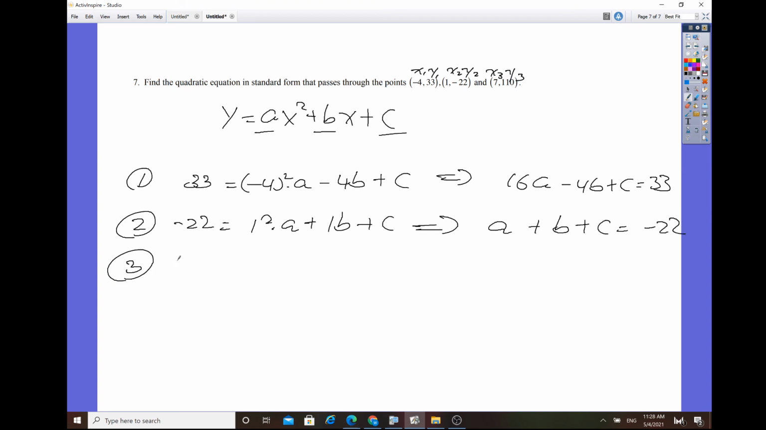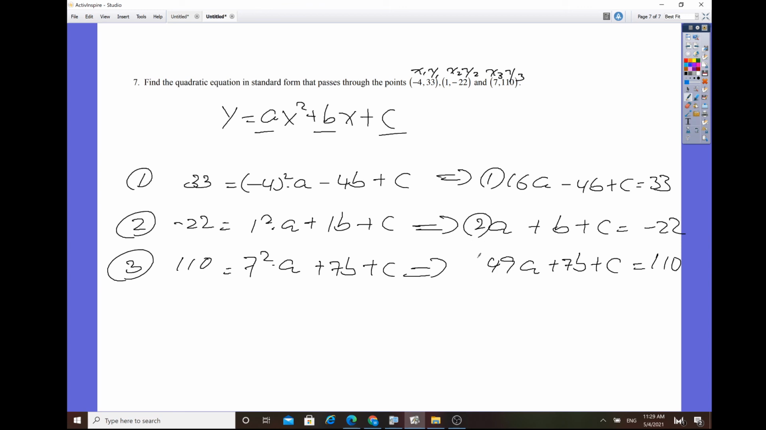And then the third equation: 7 for the value of x, so 7 squared times a plus 7b plus c equals 110. Therefore, 7 squared is 49a plus 7b plus c equals 110. And then for the rest, just use substitution or elimination to solve for a, b, and c, using the first, second, and third equations.